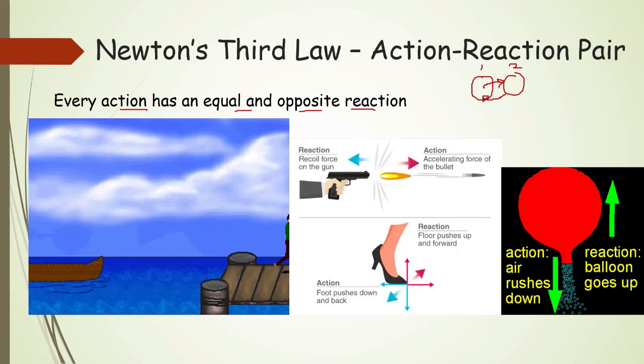Here in this example, when a bullet is fired from the gun, the gun exerts a certain amount of force on the bullet, and that's the action. And the bullet in turn exerts a certain amount of force on the gun, and that's the reaction. And that's why the gun recoils to some extent, goes back. Even the simple act of walking on the ground is an action and reaction pair. Our foot pushes down and back on the ground, and the ground exerts an equal and opposite push on us, which helps us to move forward.